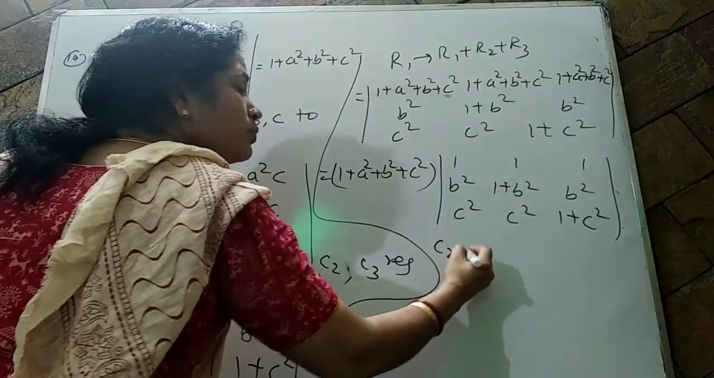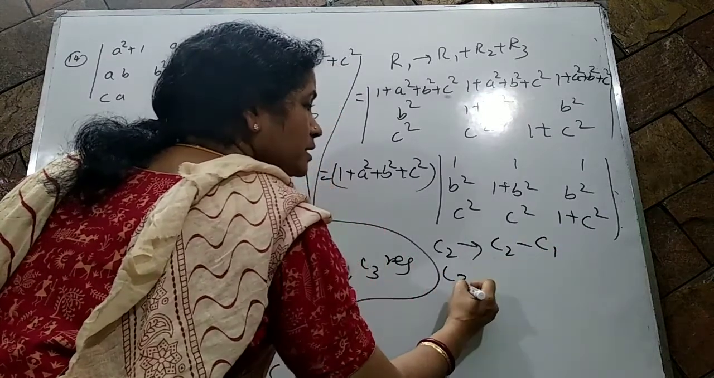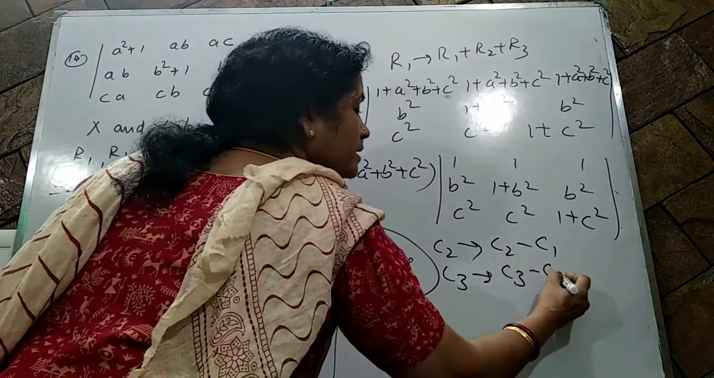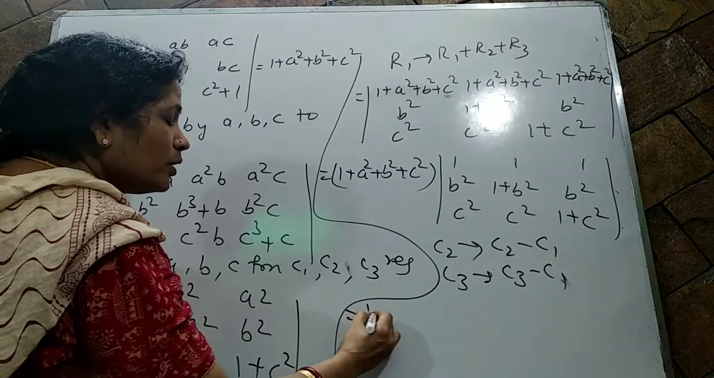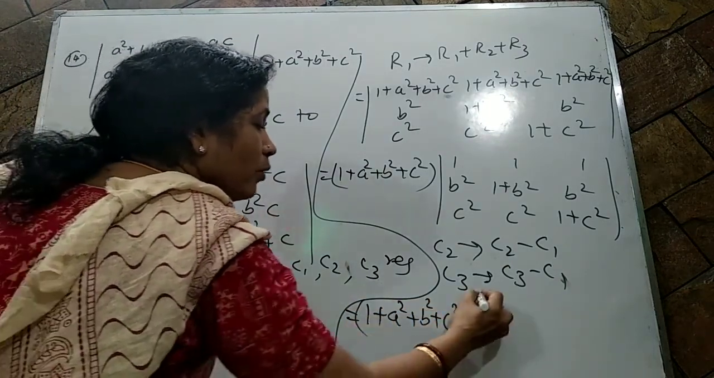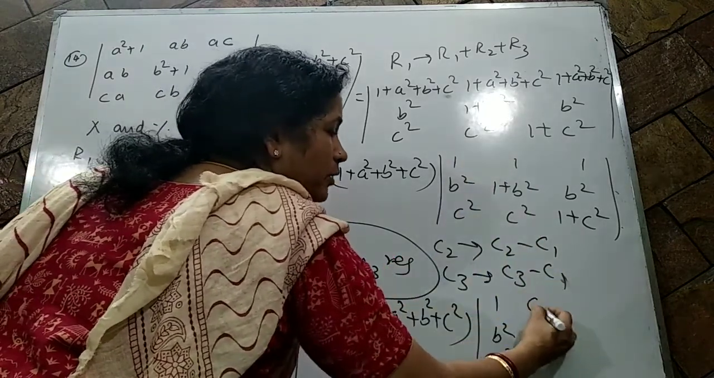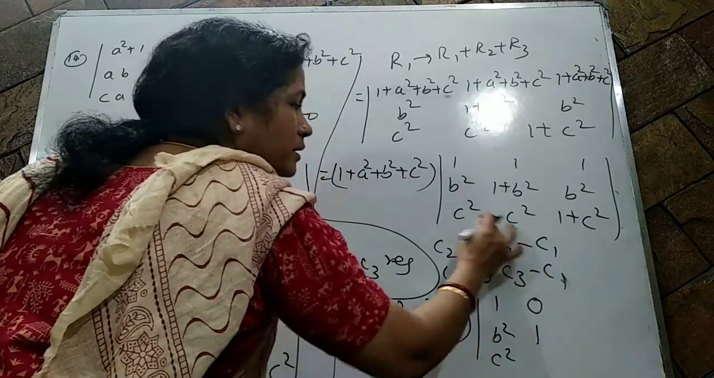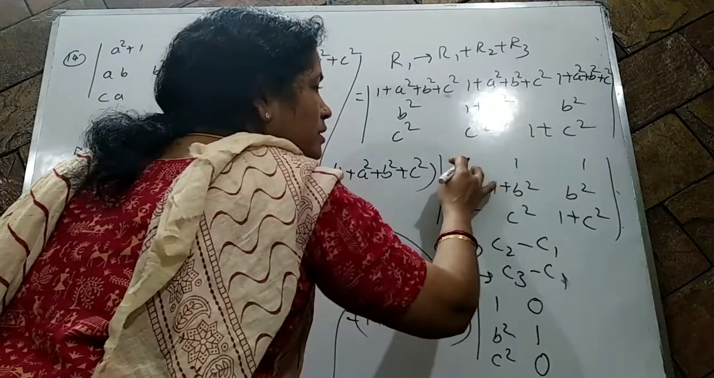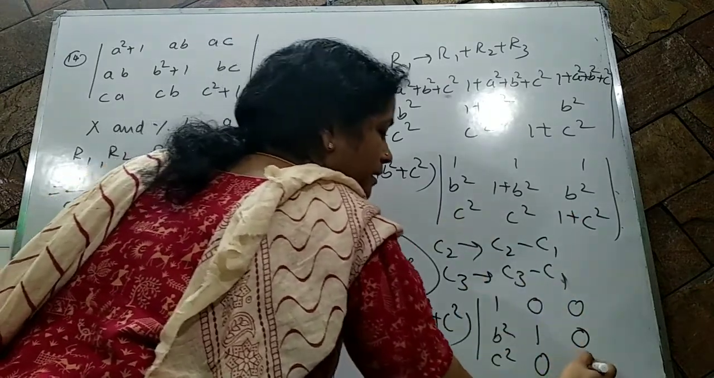If I do C2 written as C2 minus C1, and C3 written as C3 minus C1, I will get 1 plus a square plus b square plus c square into what I will get: 1, b square, c square. This minus this 0, this minus this 1, this minus this 0. Now this minus this 0, b square minus b square 0, this minus this 1.